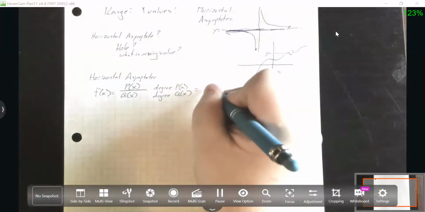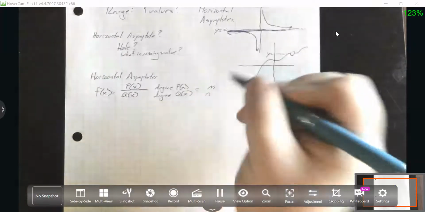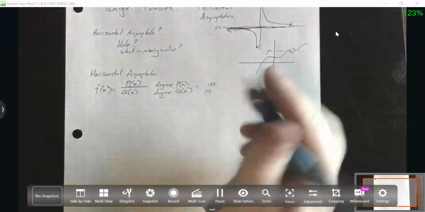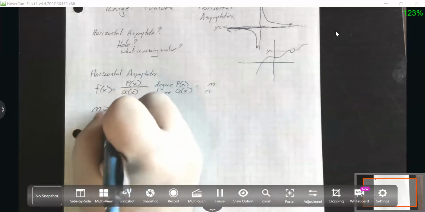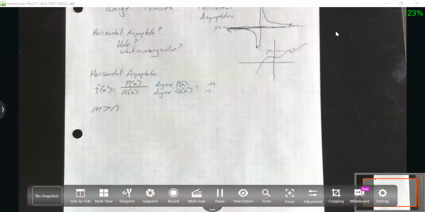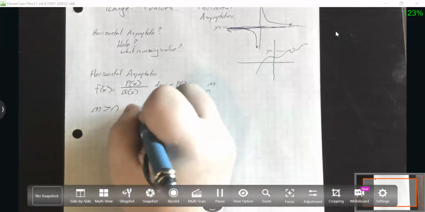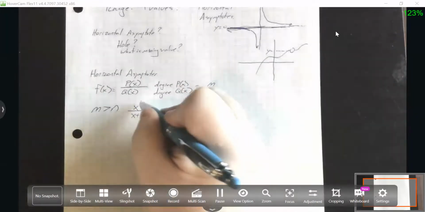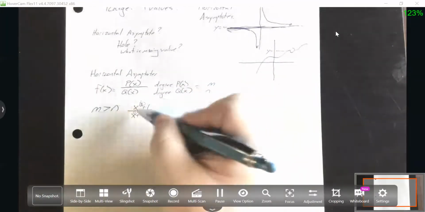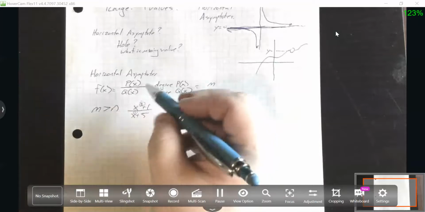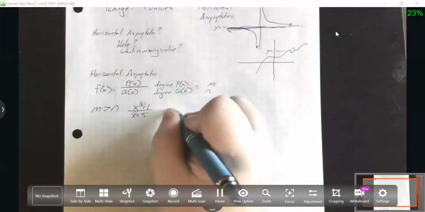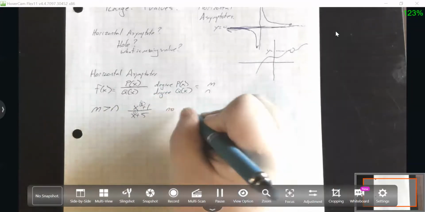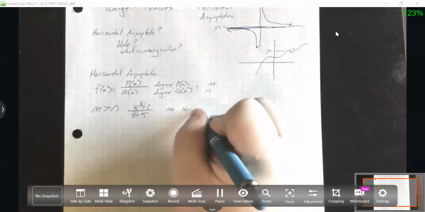So let's say the degree on top is m, the degree on the bottom is n. Our first case here is, what if it's bigger on top than on bottom? This could be an example like x cubed plus 1 over x plus 5. So the degree 3 over degree 1, the degree on top is bigger. If the degree on top is bigger, then there is no horizontal asymptote.